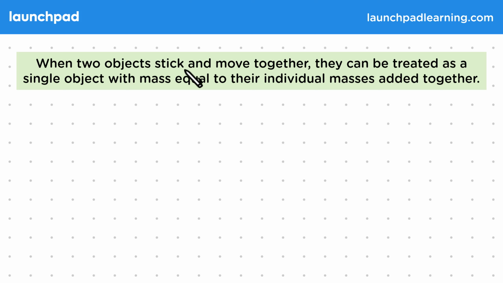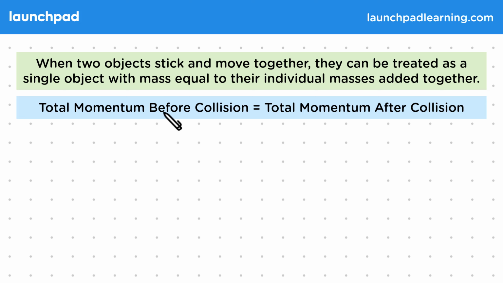When two objects stick and move together, they can be treated as a single object with mass equal to their individual masses added together. Remember that momentum is the product of the mass and velocity of an object. It's a really important quantity in physics, as the total momentum in a closed system won't change. This means that the total momentum before a collision is equal to the total momentum after a collision.